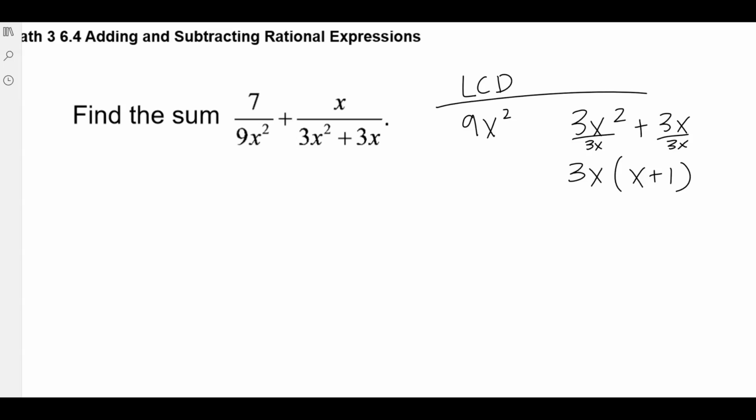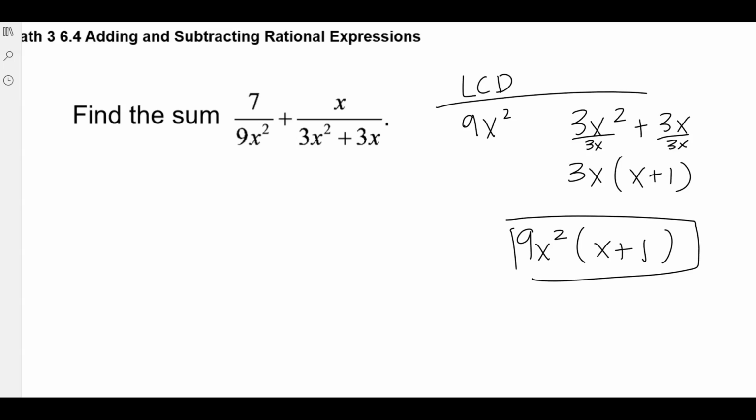So now we can see we can multiply 3 by 3 to get 9. So we have 9, and then x times x makes x squared. And then the 9x squared is missing the x plus 1. So that would be your lowest common denominator. So I'm going to change this over.